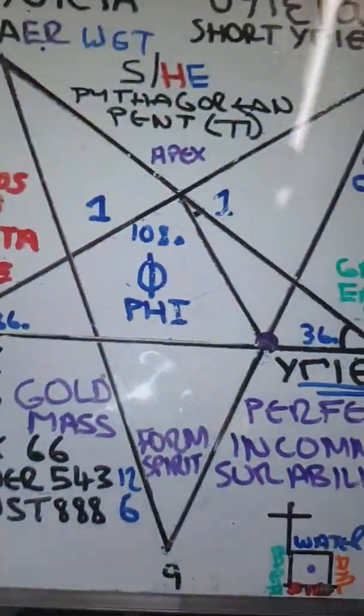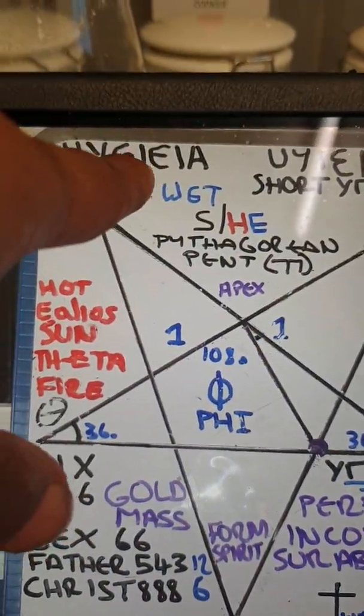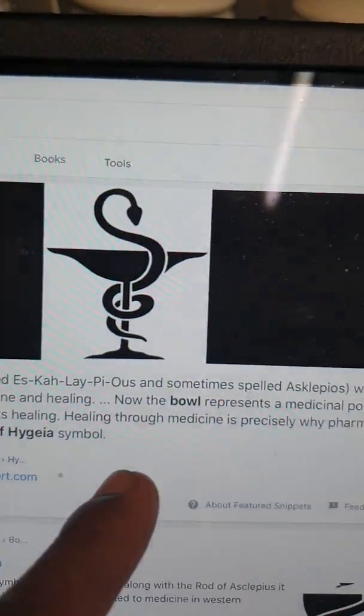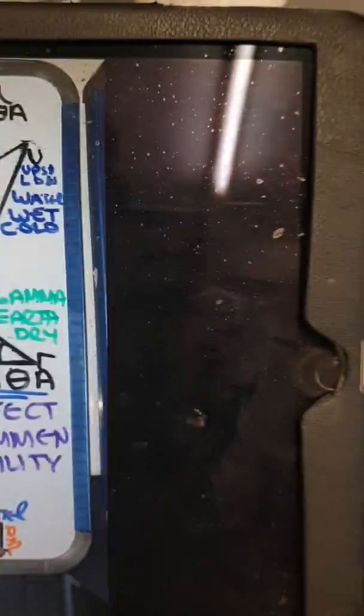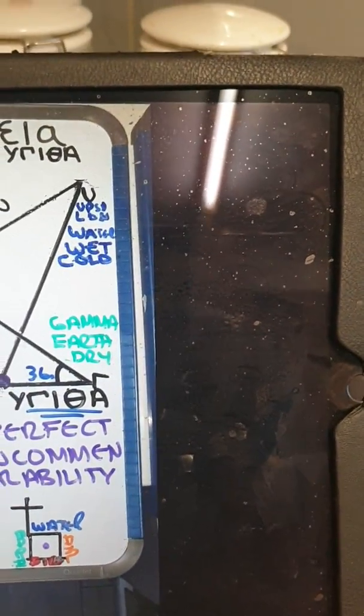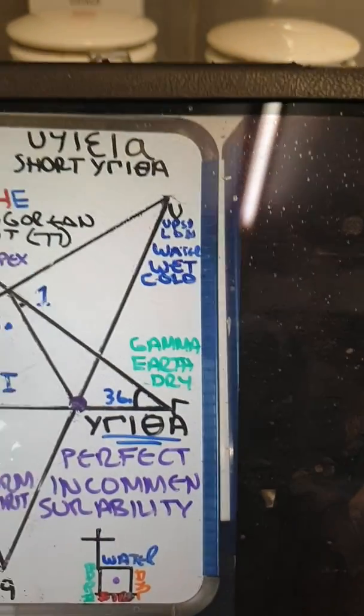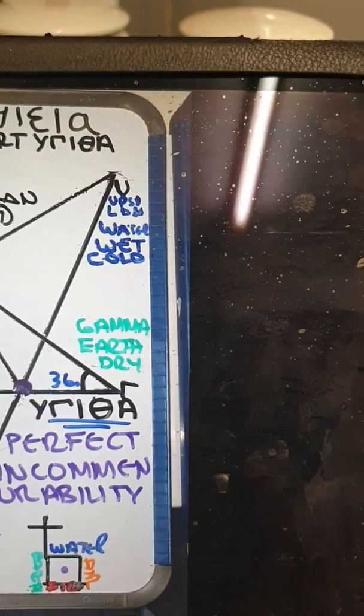Now, I was stating that you see here the bowl of Hygeia, which is this here. The word hygiene comes from it. So here you see healing, the word healing. Now Hygeia translates to the elements, yeah. So this is what it translates.